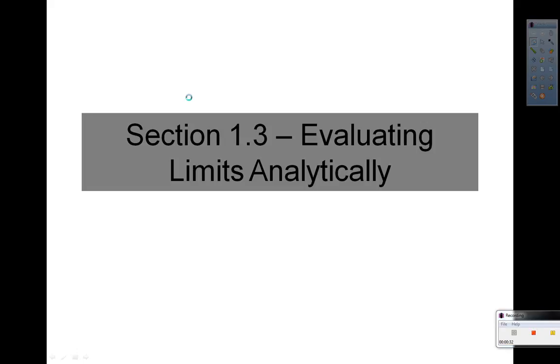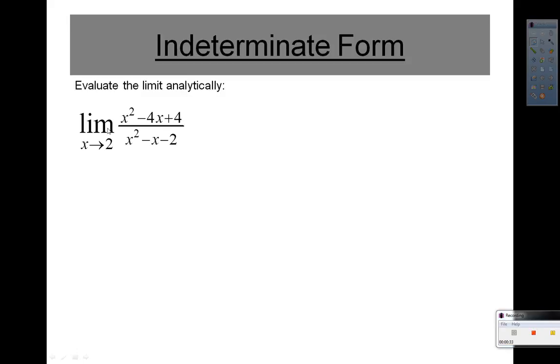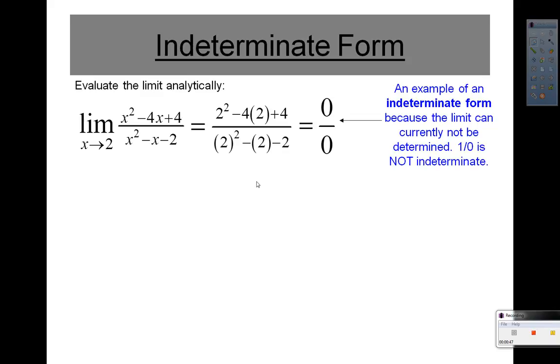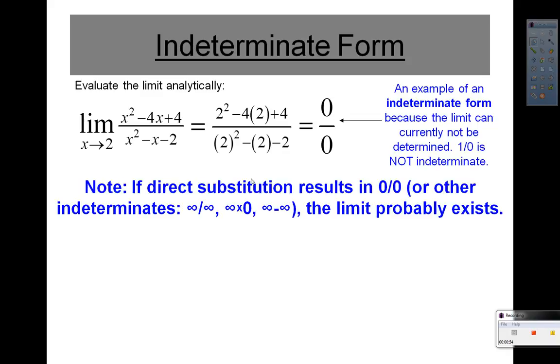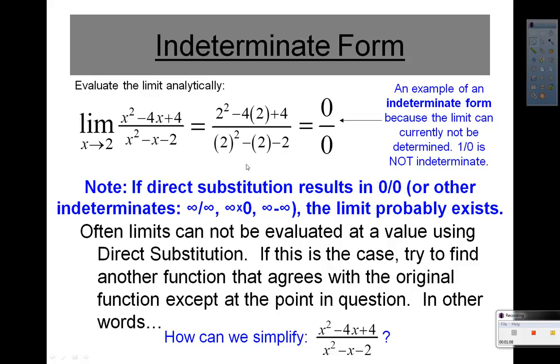However, if you run into a scenario, for example like this, where I want you to find the limit as x approaches 2 for this rational function, when you do direct substitution of 2, you end up getting 0 over 0. This is called indeterminate form, because the limit cannot be determined this way. So we run into a problem. If direct substitution results in 0 over 0 or other indeterminates, such as infinity over infinity, infinity times 0, or infinity minus infinity, the limit probably exists, but we just have to find a new method of evaluating it.